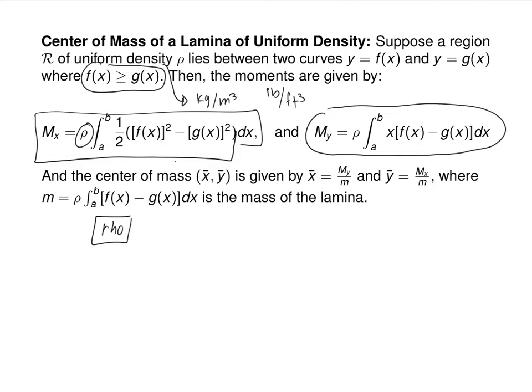Okay, so I'm going to show you where those formulas come from, all right? Okay, moving on. All right, suppose you have this region. The assumption is that you have two functions and f of x is bigger than g of x. So here's your f of x.